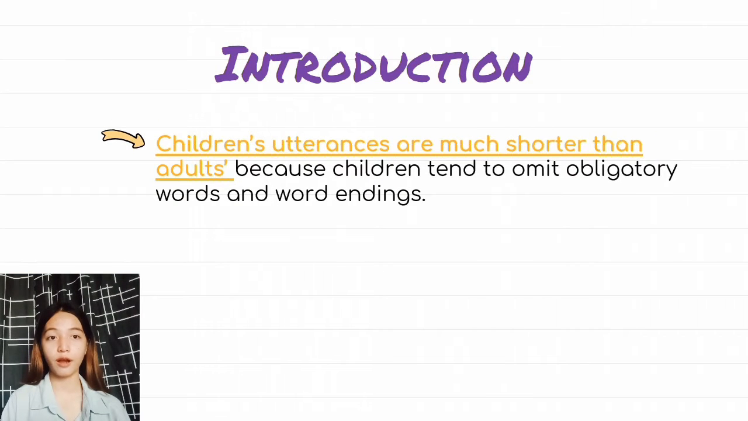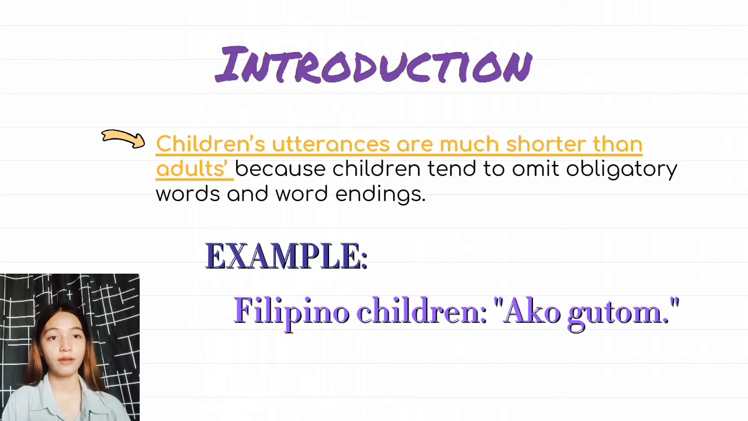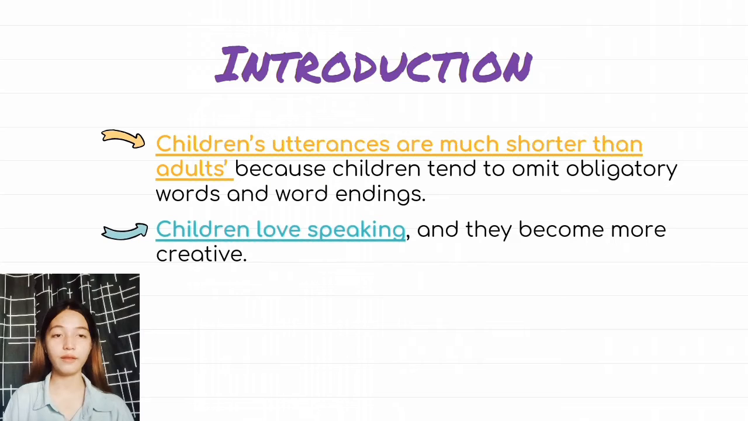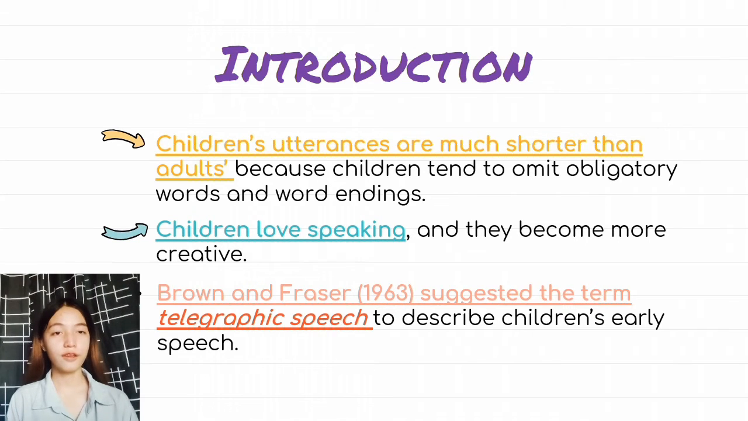Children's utterances are much shorter than adults' because children tend to omit obligatory words and word endings. For example, Filipino children tend to say, "Ako gutom," while English children tend to say, "I sad." Children love speaking and they become more creative. Brown and Fraser suggested the term telegraphic speech to describe children's early speech.